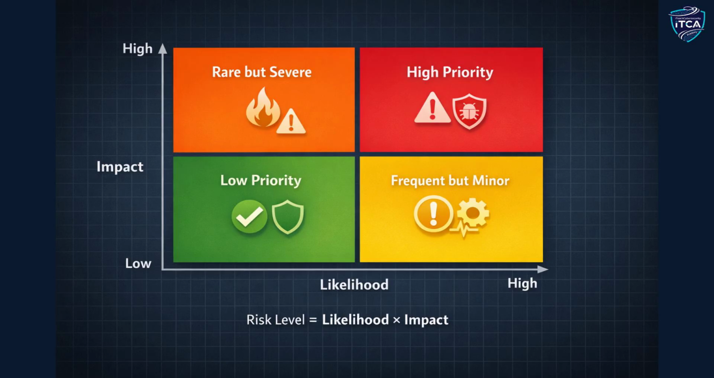Some risks are very dangerous but unlikely to happen. Others are less damaging but happen all the time. To balance this, we compare two things: likelihood, which is how likely a risk is to occur; impact, which is how severe the damage would be if it occurs. When we combine likelihood and impact, we get a risk level.